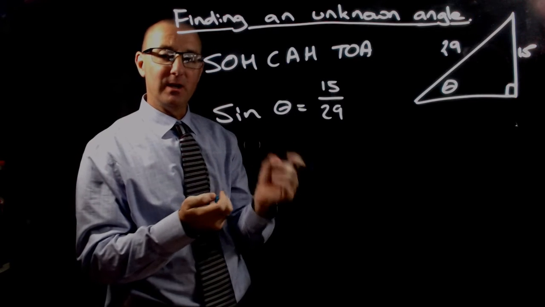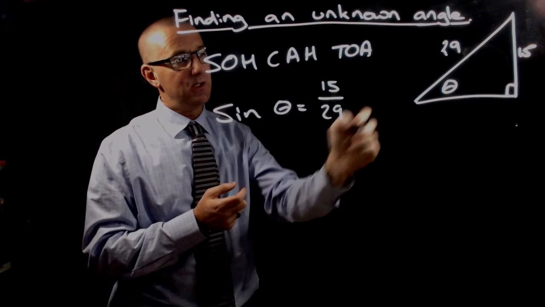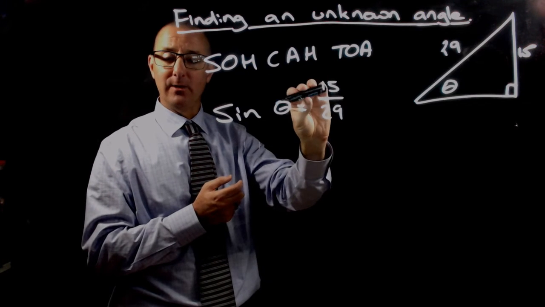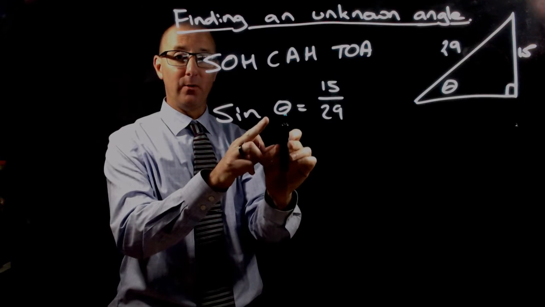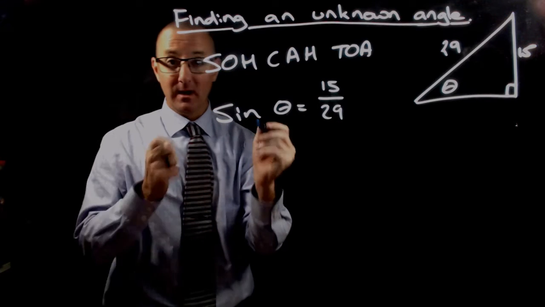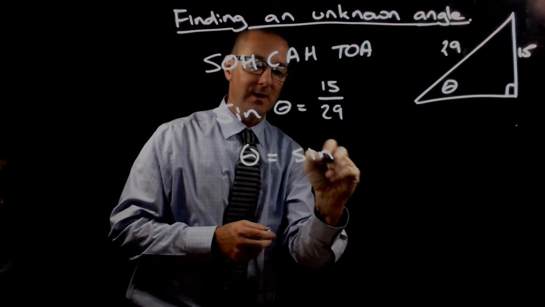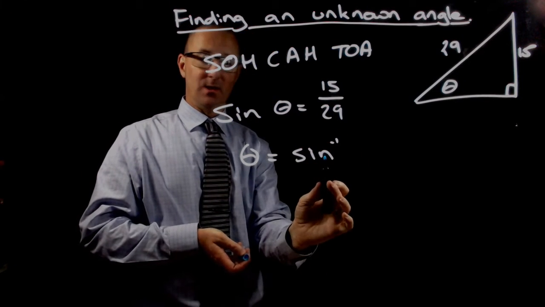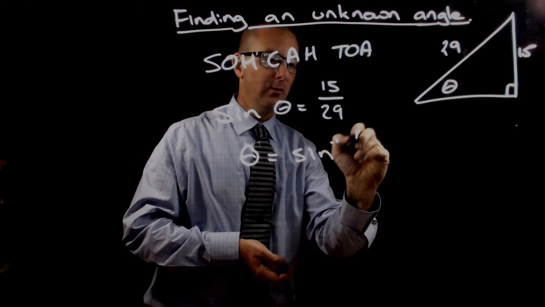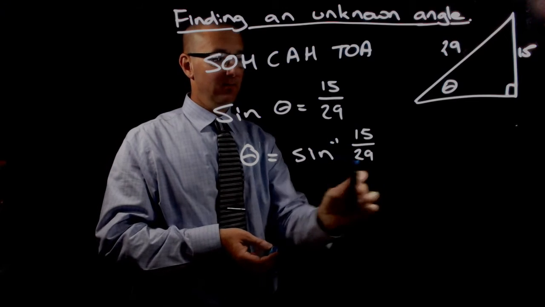On your calculators you've got a function called the inverse sine, and what that allows us to do is use the inverse sine on this ratio, and it will calculate for us the angle. So instead of finding the ratio for an angle, it's going to find the angle from a ratio. So let's write up what we want to do. We're going to say that theta is equal to the inverse ratio, and the way that we write that is sine to the power of minus 1. So theta is equal to the inverse sine of 15 over 29.